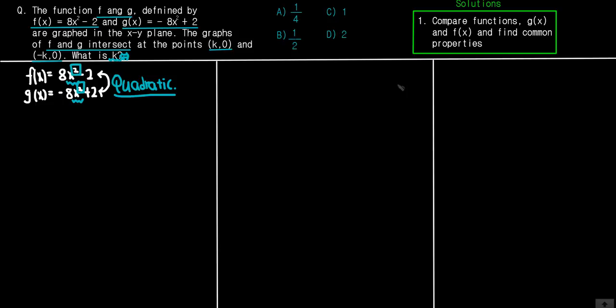Let's think about the basic format, the basic things about the quadratic function. For the quadratic function, the format depends on the leading coefficient, which means the coefficient of the highest power term, which is x squared. That coefficient is going to be our leading coefficient. For f of x, the leading coefficient is going to be 8, and for g of x, the leading coefficient is going to be negative 8.